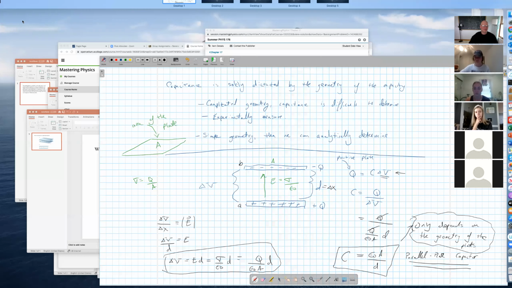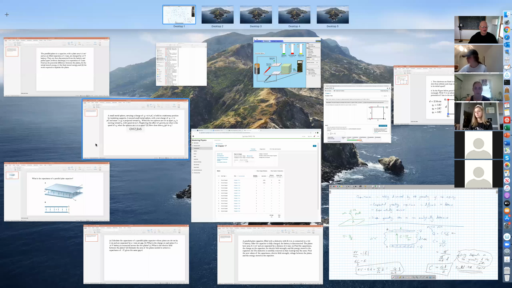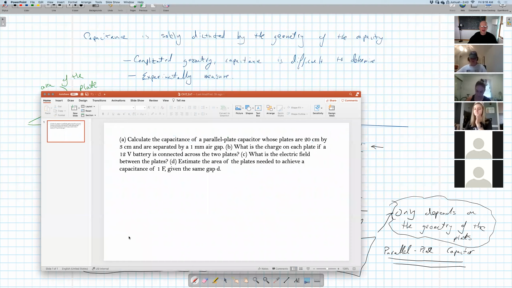Good, so now that we've seen this, let's do another example. This one says, calculate the capacitance of a parallel plate capacitor whose plates are 20 centimeters by 3 centimeters and separated by 1 millimeter. It wants to know what is the charge on each plate if a 12-volt battery is connected across the two plates, then what is the electric field between the plates, and then estimate the area needed to achieve a capacitance of 1 farad given the same gap distance.